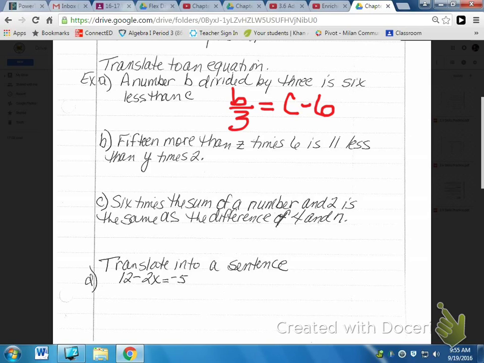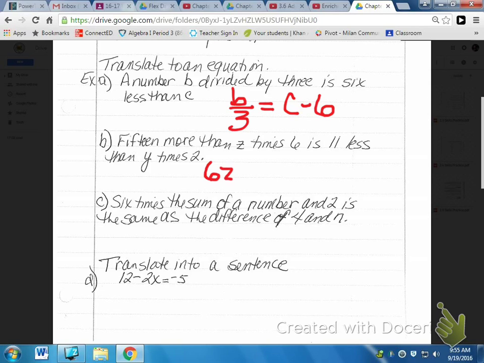Okay, example B. 15 more than Z times 6 is 11 less than Y times 2. Now we kind of want to write this in the format that we would normally be used to. Ethan, what are you thinking? Z6 plus 15. Okay, do we normally write Z6? Z times 6, how do we normally write that? Do we put Z first? No, 6Z.